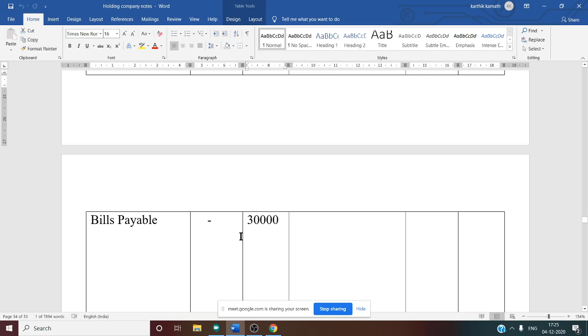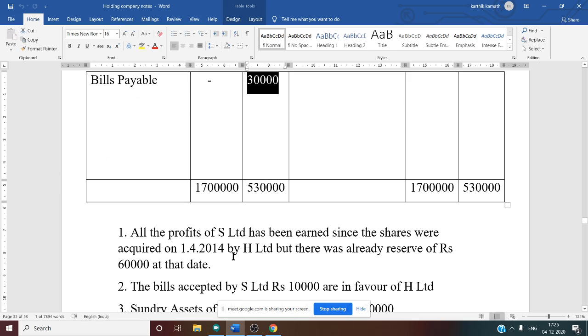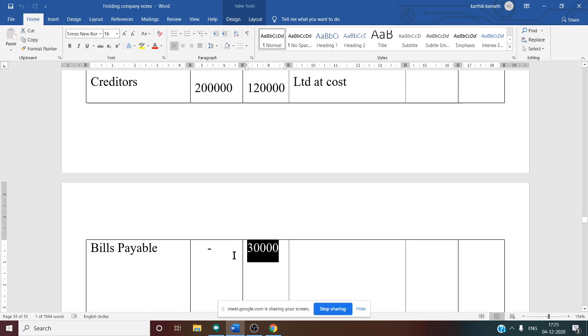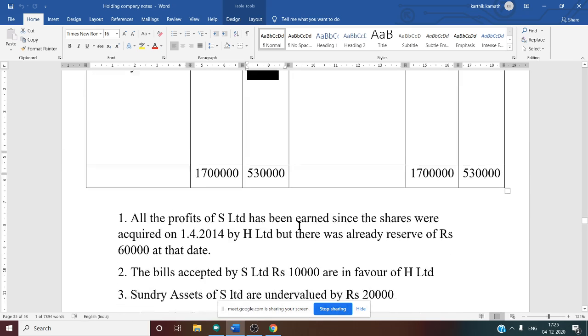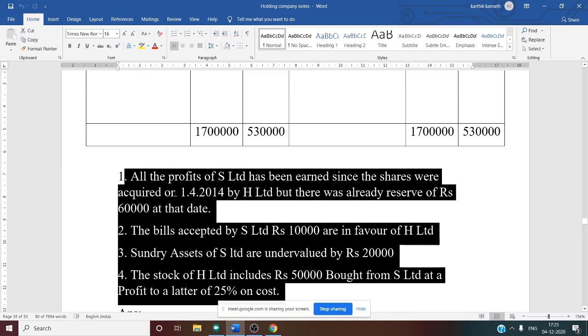One more piece of information given on the liability side is bills payable. Bills payable under the subsidiary company column is mentioned as 30,000. So on the asset side there is a bills receivable, on the liability side there is a bills payable. Now let us see the adjustment. There are 4 adjustments given to this problem. All the profits of the subsidiary company have been earned since the shares were acquired on 1/4/2014 by the holding company.